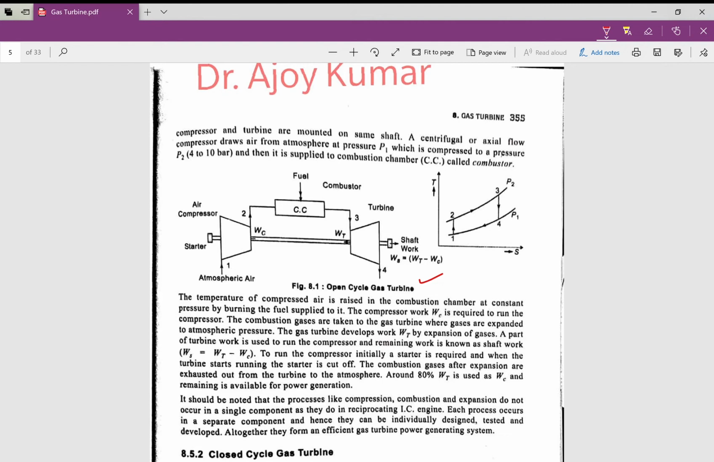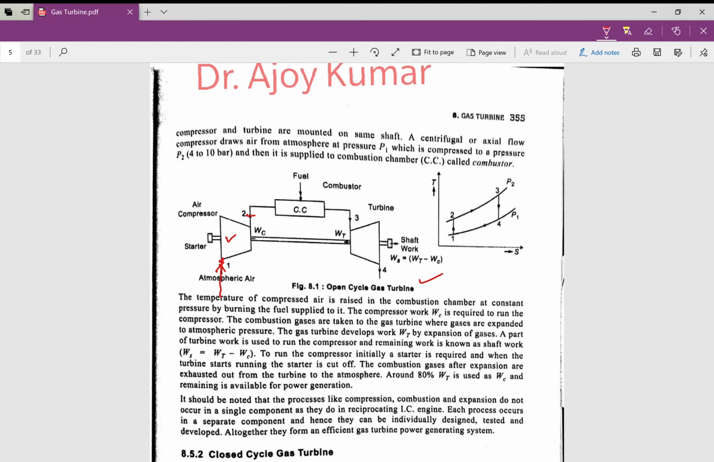Whereas in gas turbine, all these processes are taking place separately. Separately in the sense, here this is your compressor which sucks atmospheric air from outside. It compresses from low pressure to high pressure. So at point 2 we get compressed air at high pressure.